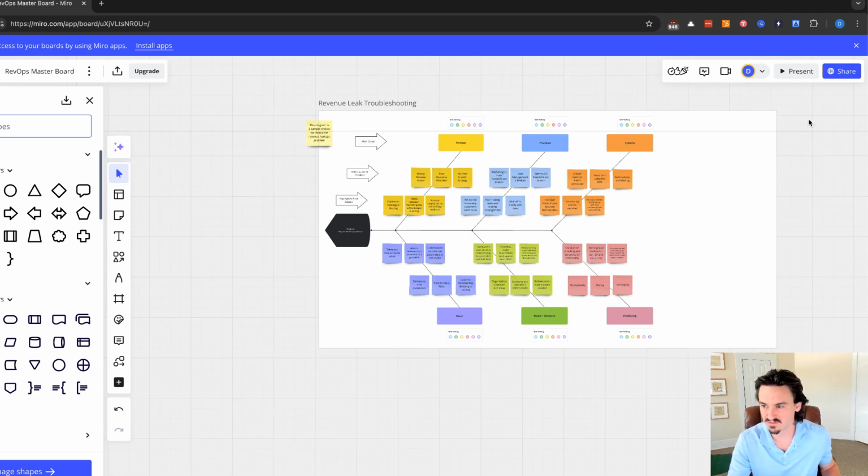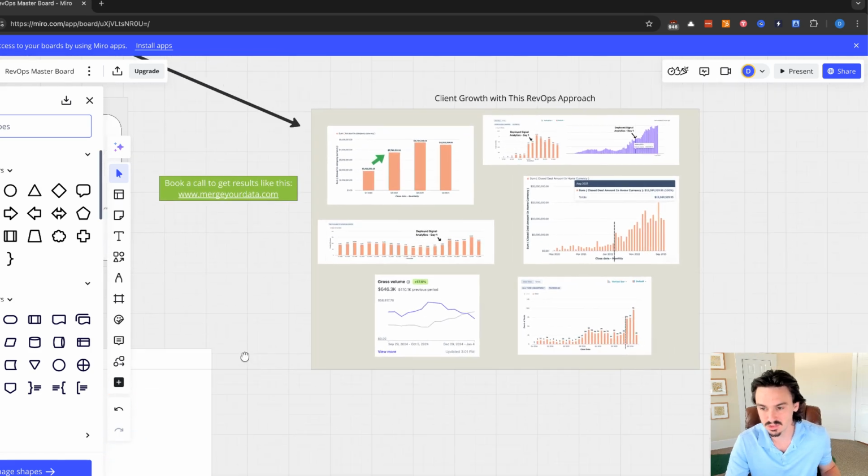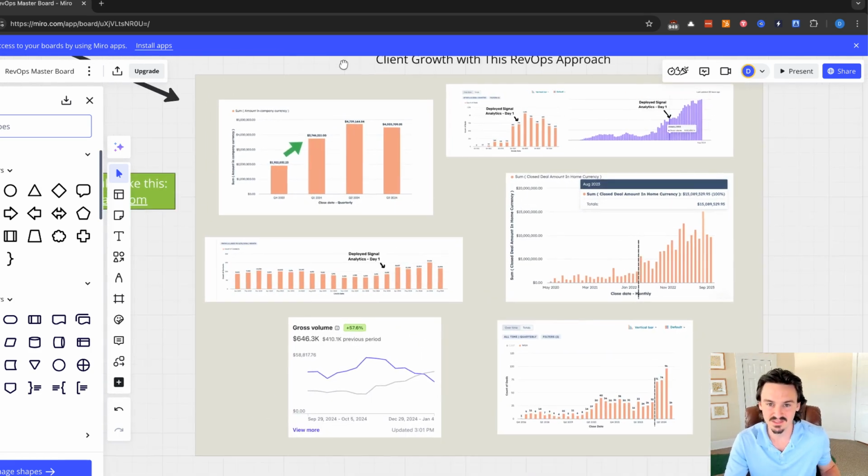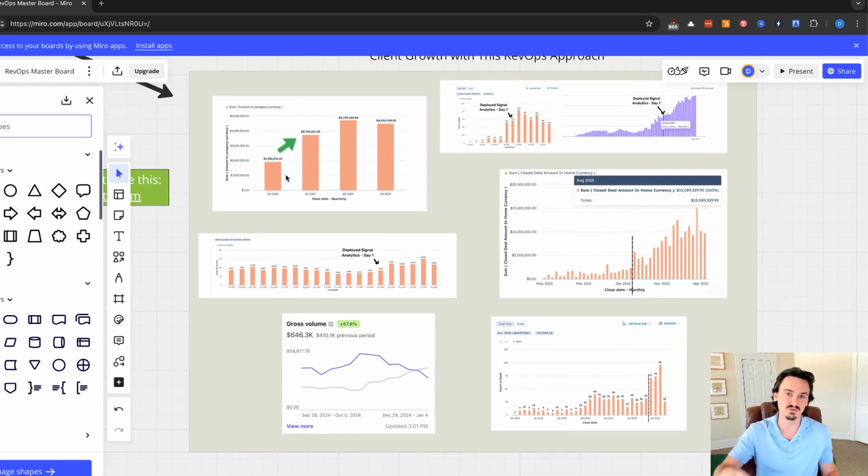So we'll get into this fishbone diagram here so that you can use it for your own business, see exactly how we do it. Just to show you again, in this Miro board, which I'll have a link to in the description of the video below.